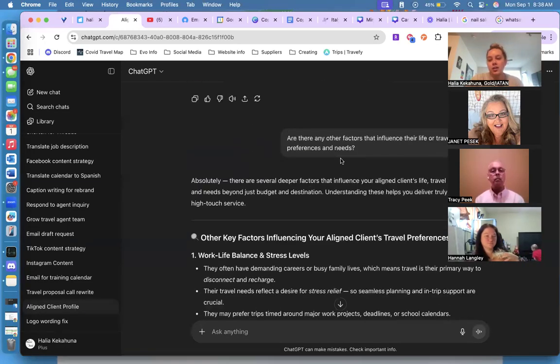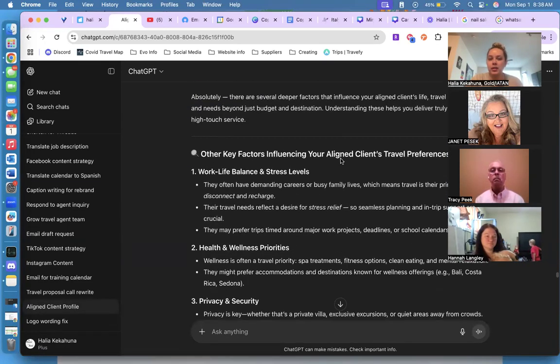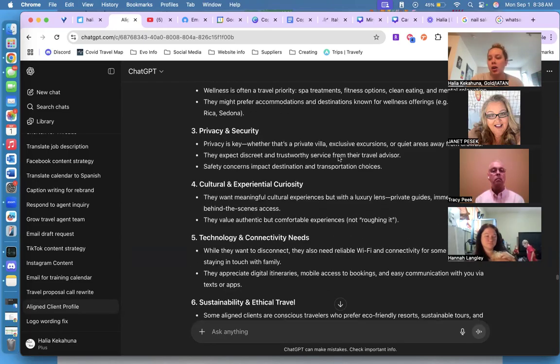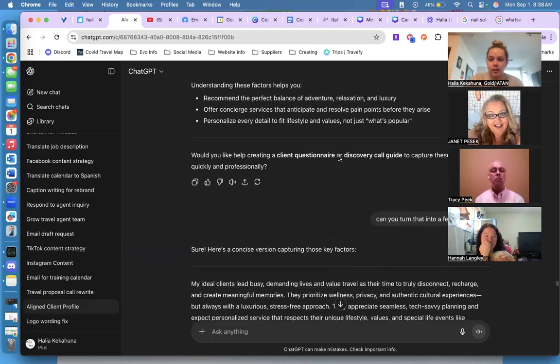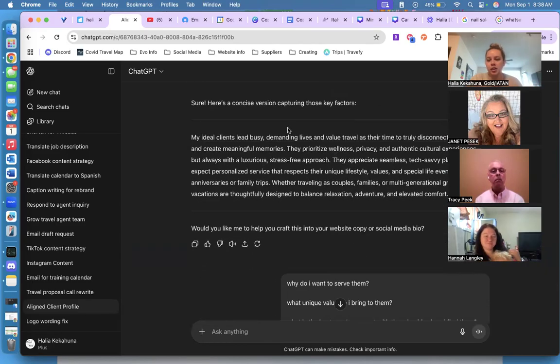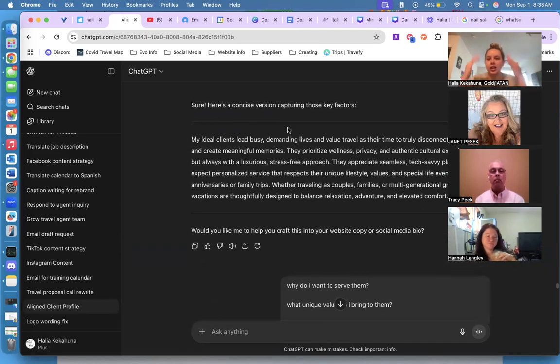Are there any other factors that influence their life or travel preferences? So it's going to give me all of that, and then I can use all of this as well. Then I had to turn it into a little paragraph so I could actually process it, because at this point, you can see this was a lot of information. My brain was shutting down.